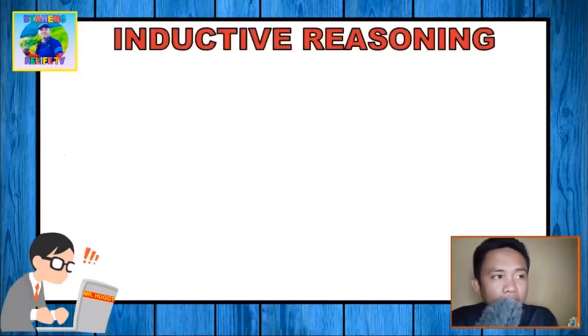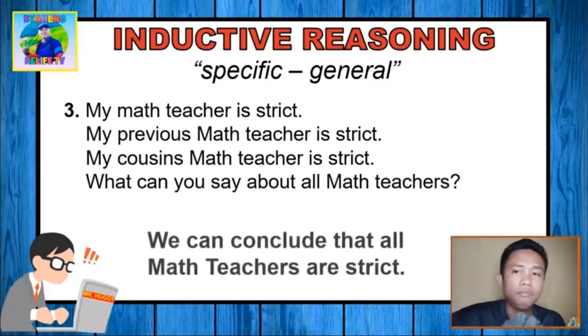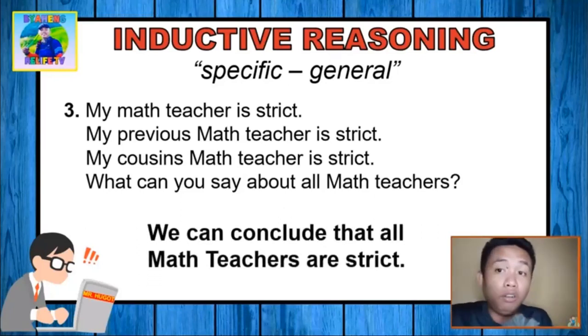Let's have our third example guys. Itinabangin ko sa inyo. My math teacher is strict. Strict daw math teacher mo ngayon. Your previous math teacher is strict nung grade 7. Yung cousin daw, yung teacher sa math ng yung cousin ay strict din. So what can you say about all math teachers? They are all, tama po kayo, they are all strict.